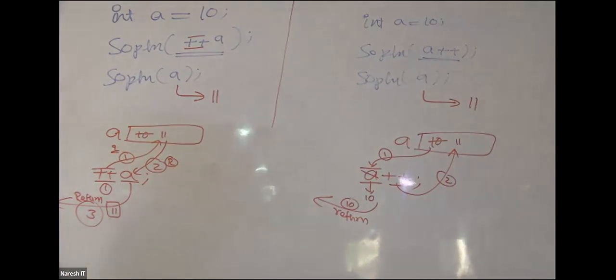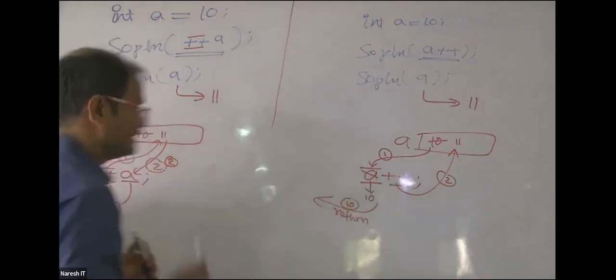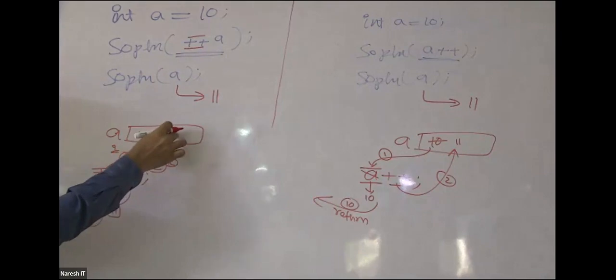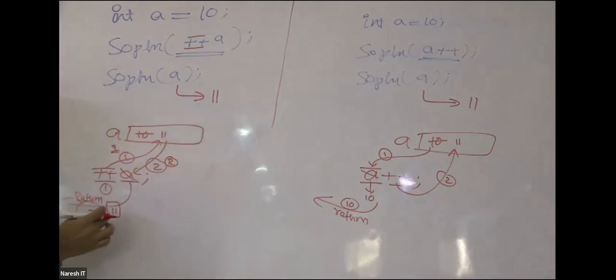What do you have to see, what do you have to observe? ++a first, a++ first, ++a. ++a means first increase, read, return. What is returned? The increased value is returned. By the time we are reading the value, what is available in the variable? The increased value is available, and we return that value.